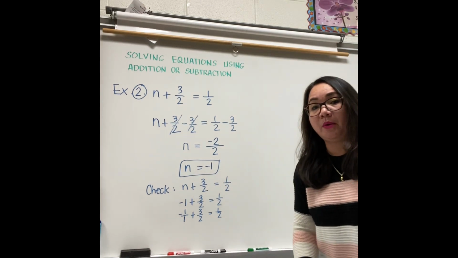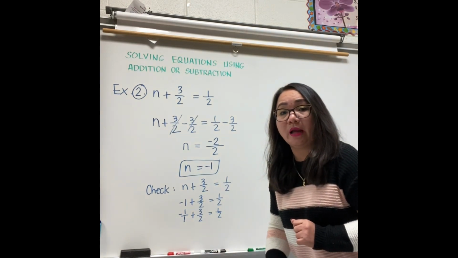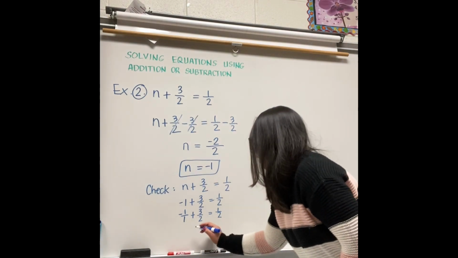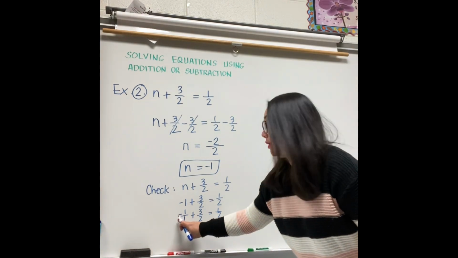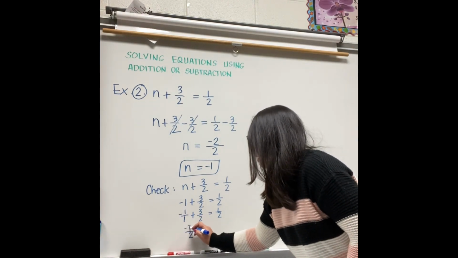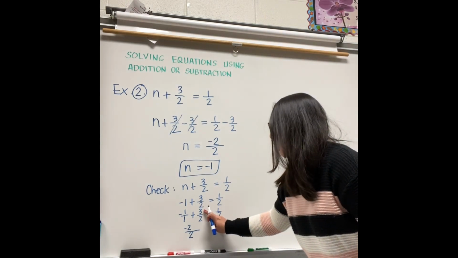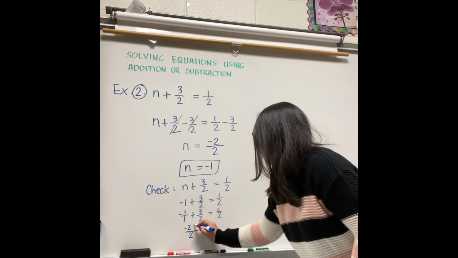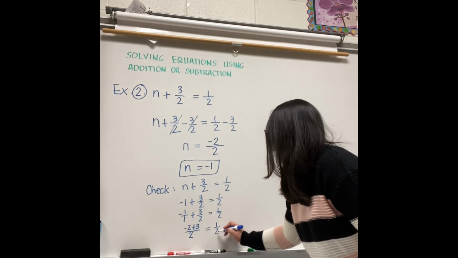Now find the common denominator. So 2 and 1, the LCD or least common denominator is 2. So this is 2, and then 2 divided by 1 is 2, times -1 will give you -2. 2 divided by 2 is 1, times 3 will give you 3. So that is plus 3. Then write 1 half on the other side.